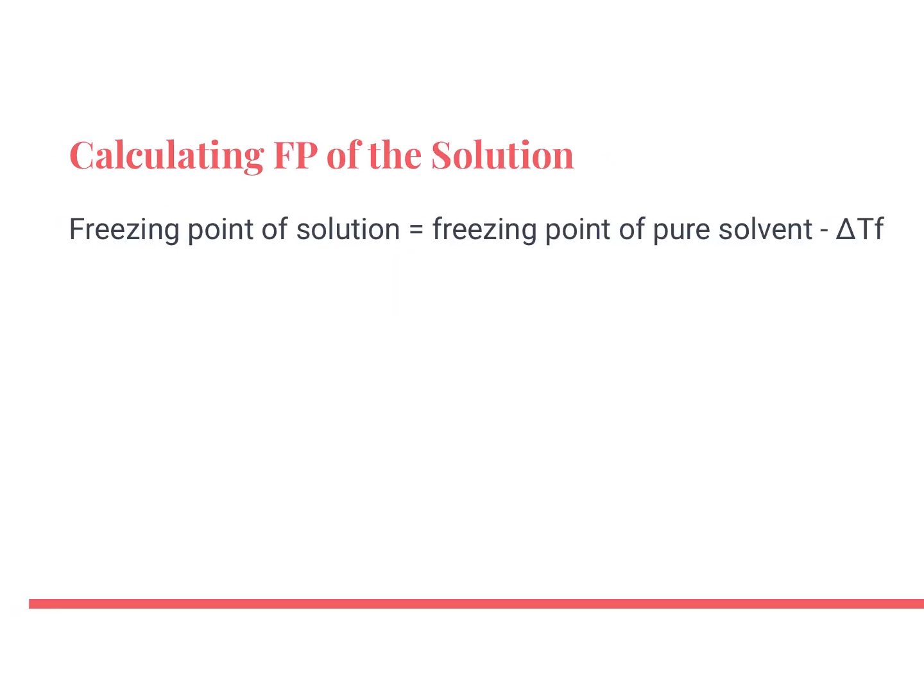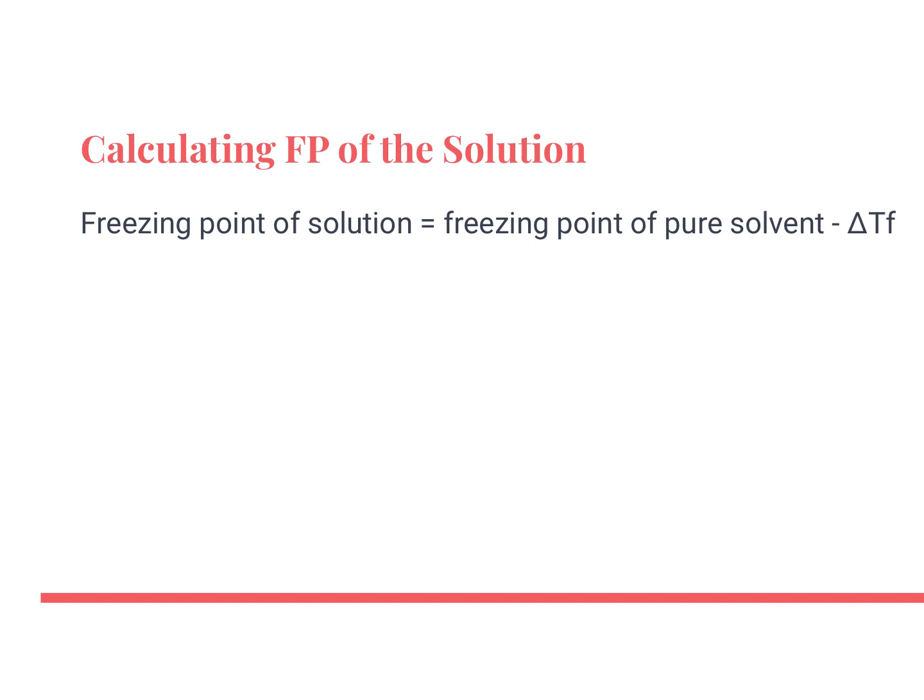And if we want to calculate the freezing point of the solution, we just take the freezing point of the pure solvent and now we subtract the change in that freezing point, or the freezing point depression. What is the freezing point of water in Celsius? 0. I think almost every time I give you the freezing point of water.